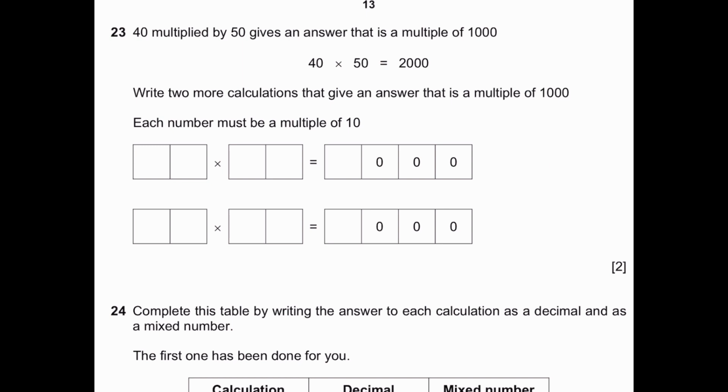Question 23. 40 multiplied by 50 gives an answer that is a multiple of 1000. Write 2 more calculations that give a multiple of 1000. Each number must be a multiple of 10. So all the numbers must be multiples of 10. 60 and 50. Yep. 60 times 50 is 3000. In a similar way, 80 times 50 will produce 4000.